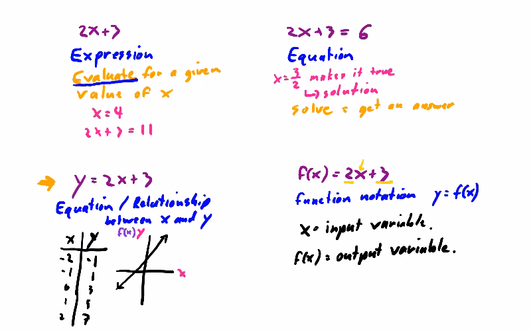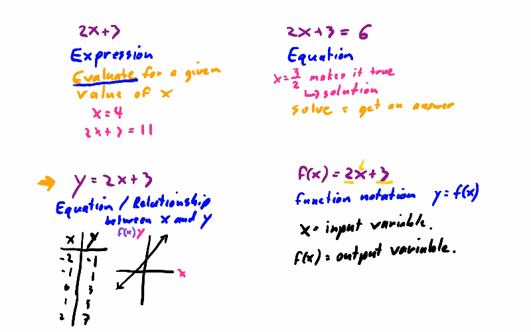So quick review, upper left would be an expression. There's nothing it's equal to. You cannot solve it. You can simply get values out of it for values that are placed into it. The upper right is an equation. There is a solution for this particular type of equation. There's only one, and there would always be one.